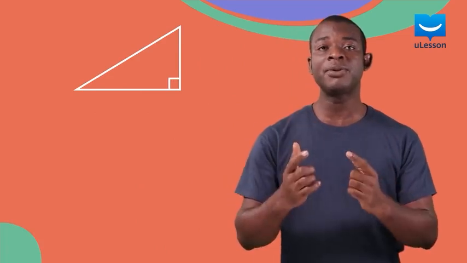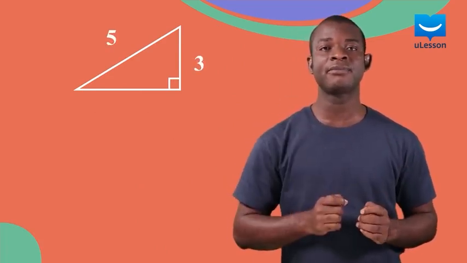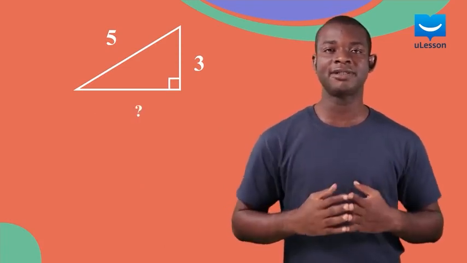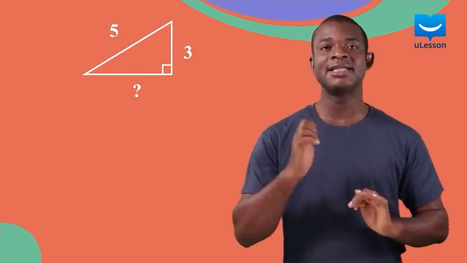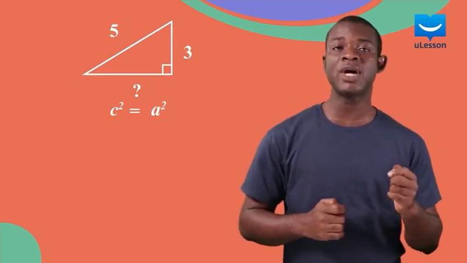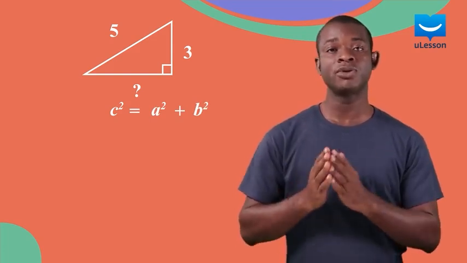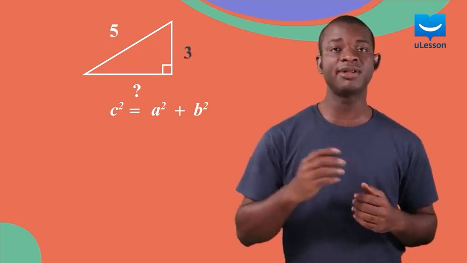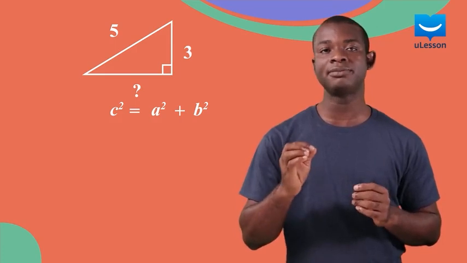For example, in this triangle, the length of the hypotenuse is 5 and the length of one of the other sides is 3. We can use the Pythagoras theorem to find the length of the third side. Remain with me as we do this together. The theorem states that c squared is equal to a squared plus b squared. And we have c, which is the hypotenuse, to be 5, and one of the sides, which we can label a, to be 3. We can conveniently label the unknown side b.